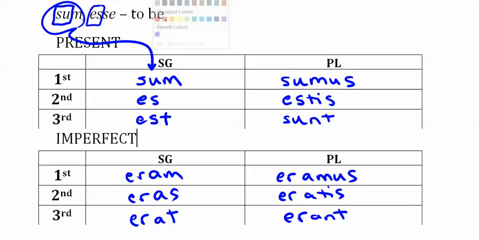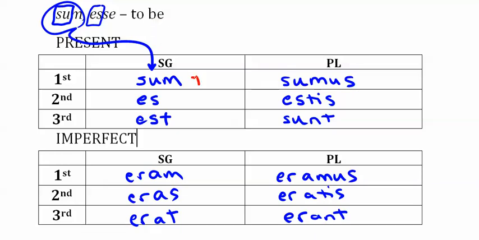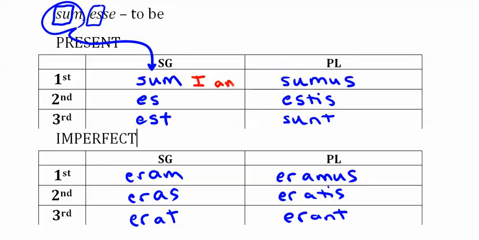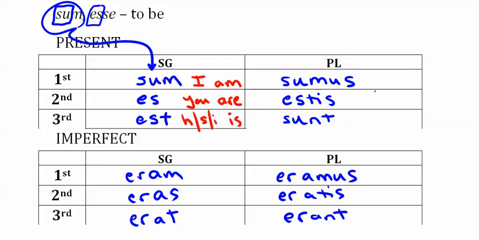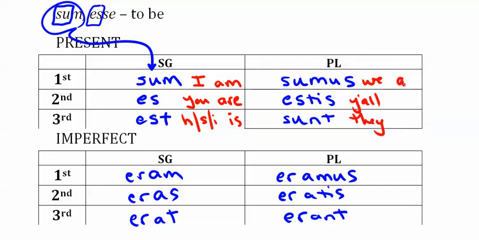In English, these are also a little irregular when you translate them. So sum is I am, but then the am changes, we get you are, and it changes again, we get he, she, or it is. And then the plural is a little more consistent. We, you all, and they all use are. It's a little less irregular, but still a little irregular in the imperfect.